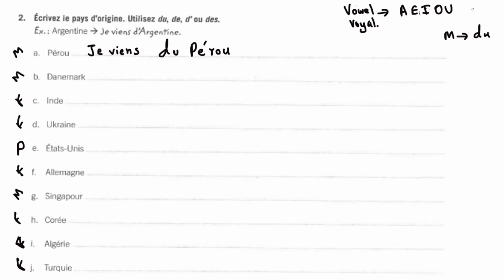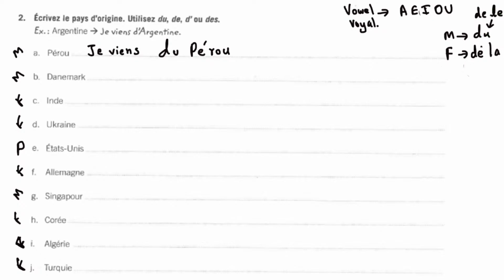Du is nothing but de le. This one expands as de le, and this le is for the masculine. So that combines into du. It never comes as de le; it combines and comes as du. For feminine, it comes out de la. For masculine, it's de le that combines into du. But for feminine, there's no shortcut like du. So for feminine, we have to write de la. For masculine, we have to write du.